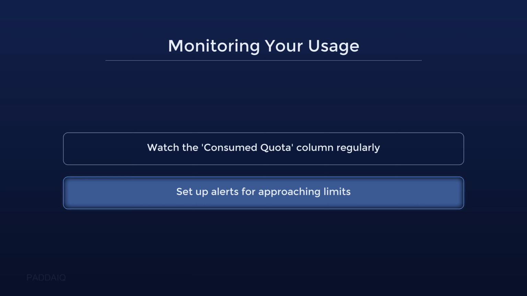Set up alerts for approaching limits. This means you configure notifications to warn you before you fully consume resources like memory or data storage. For example, if your application has a 10 gigabytes database limit, set an alert at 8 gigabytes so you can act before hitting capacity. This proactive step ensures continuous operation without unexpected service interruptions.